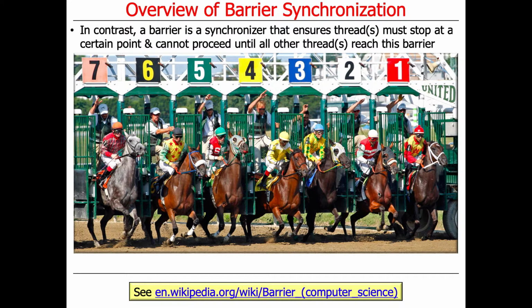In contrast, this next type of mechanism is called barrier synchronization. A barrier is a synchronizer that ensures threads must stop at a certain point and can't proceed until all other threads reach this barrier. A good example is illustrated in this picture, which is a race with horses where all the horses have to line up at the starting gate to begin at the same time. It would be terrible, of course, if the horses showed up in some random order and as soon as they got there, they could start to run the race. It wouldn't be a very fair comparison of the horses then.